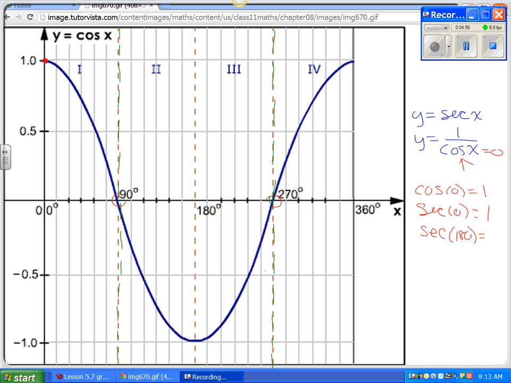What's cosine at 180? Negative 1. So what's secant going to be at 180? Negative 1. So I want you to put a point at 180, negative 1. All right, so what's secant going to be at 360? 1 again. Okay? So what winds up happening is my secant curve intersects my cosine curve at its maximums and its minimums. Okay? With those asymptotes being where the cosine function is equal to 0.